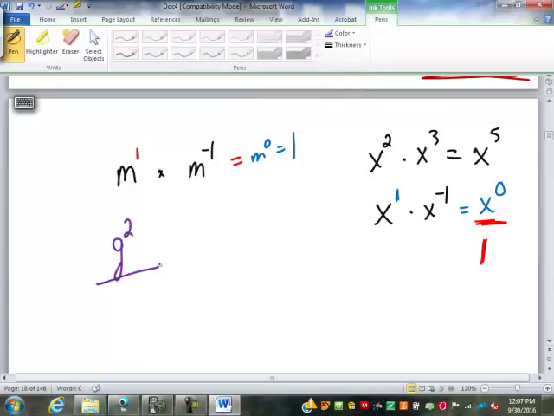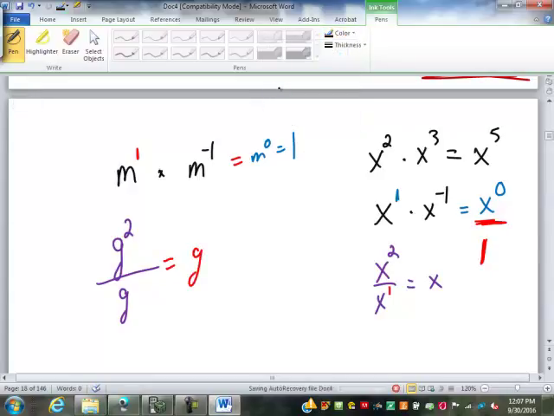A gram squared, which I have no idea what a gram squared would even be, but divided by a gram. Just like having x squared divided by x, what do we get? Just x, right? Think of this as being x to the 1, 2 minus 1 is 1. So it's x to the 1 or just x. Same here. Gram squared divided by a gram is a gram.